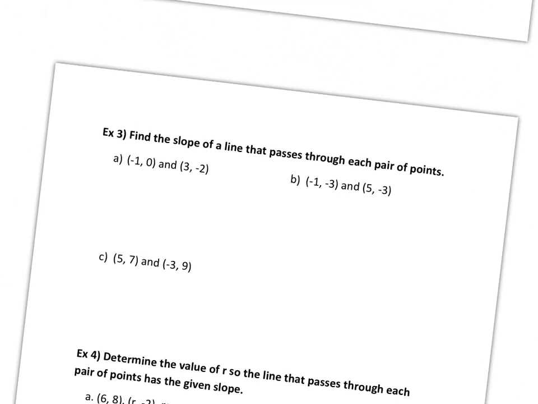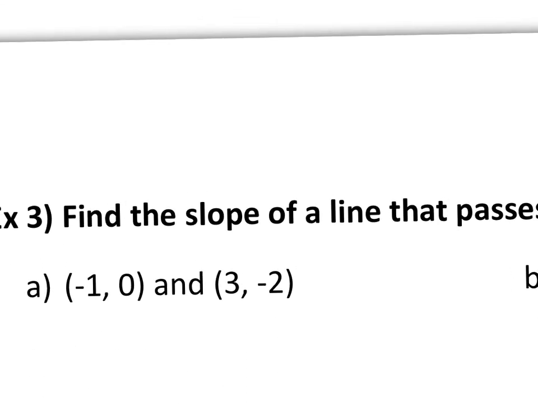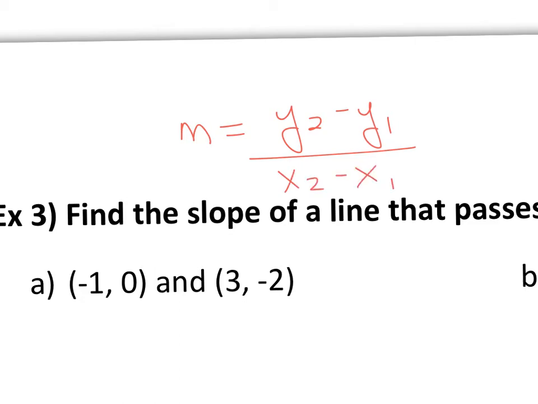All right, let's go ahead and go to our next one now. So now they're not going to give you a picture. Now they're actually going to ask you to use the slope formula. I'm going to put the slope formula up here at the top just so we can remember what it was. Slope, so m equals y2 minus y1, the change in y, over the change in x, so x2 minus x1.